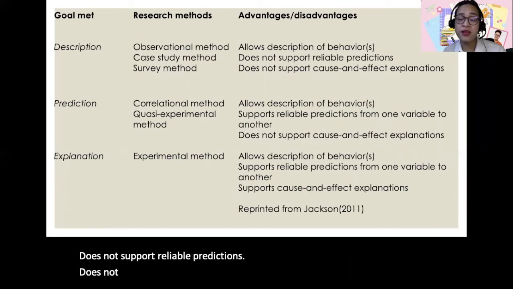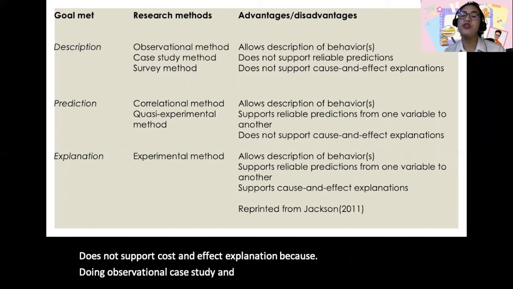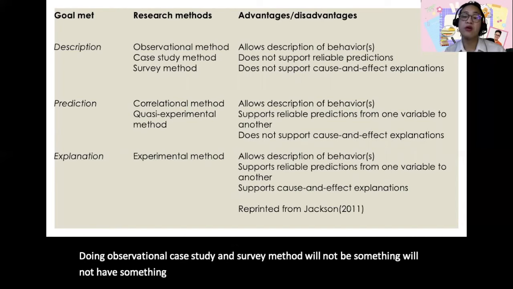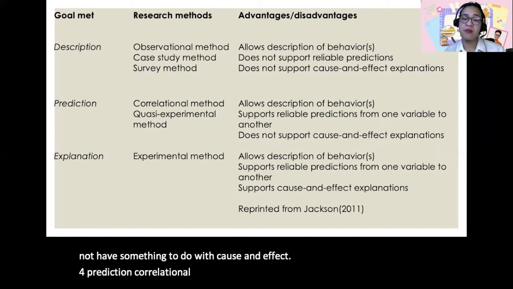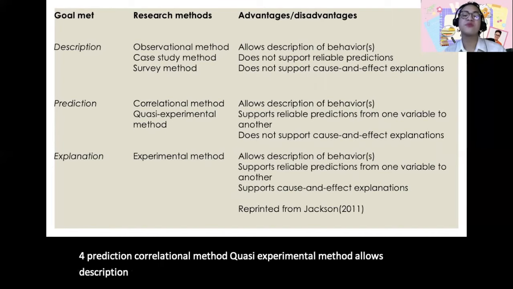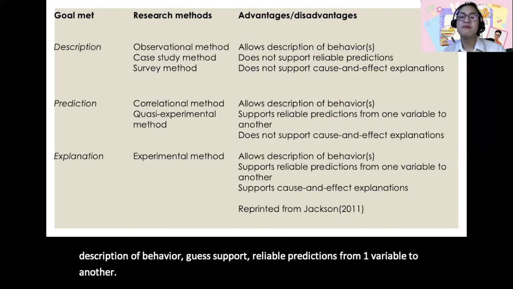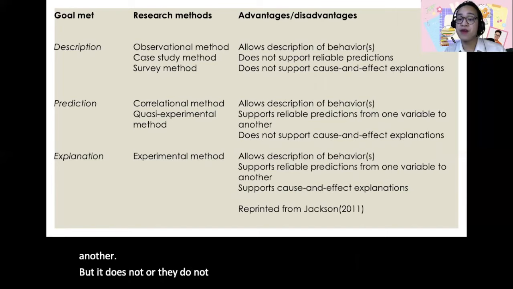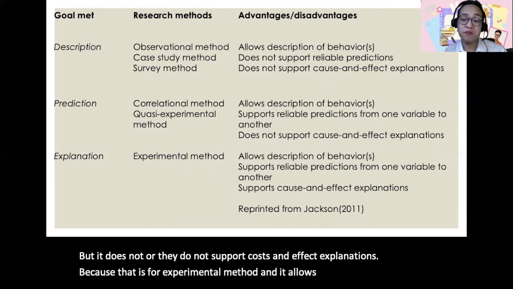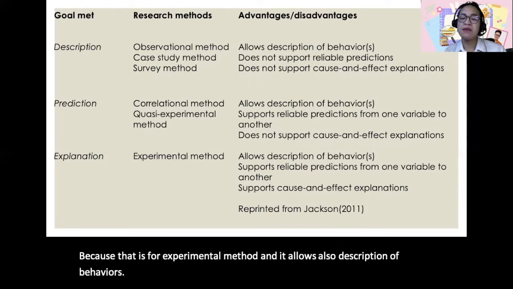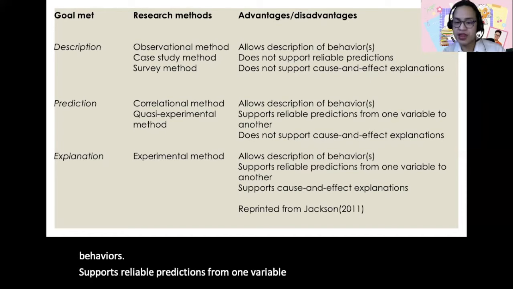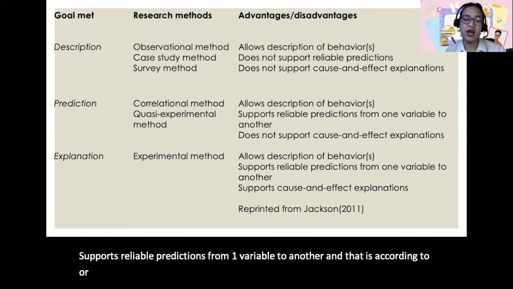Does not support cause and effect explanation, because doing observational, case study, and survey method will not have something to do with cause and effect. Okay? For prediction, correlational method, quasi-experimental method allows description of behavior, yes. Support reliable predictions from one variable to another, yes. But they do not support cause and effect explanations, because that is for experimental method, and it allows also description of behaviors. Supports reliable predictions from one variable to another, and that is reprinted from Jackson 2011.